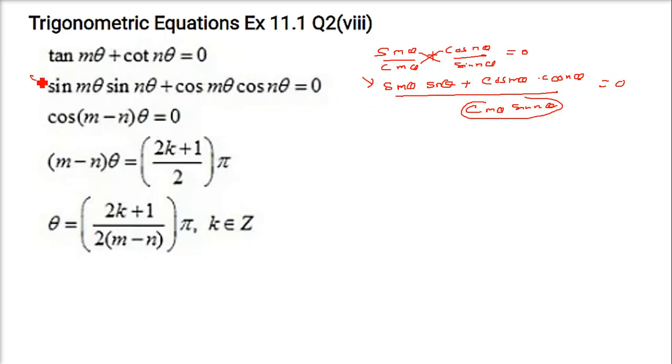But this is the formula of cos of m minus n theta. That is cos of m theta minus n theta. We have taken theta common. So cos of m minus n theta equal to 0. That means m minus n theta is 2k plus 1 pi by 2. Because m and n we have already used, we are using k here. So m minus n theta is 2k plus 1 by 2 pi, as we have learned. Now bring this m minus n to the denominator. You get 2k plus 1 by 2 into m minus n pi. Where k belongs to Z, capital Z. Or specifically this k belongs to Z, not m and n. They can be real also.